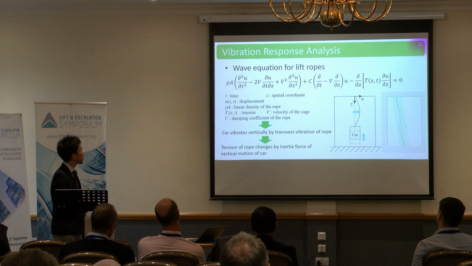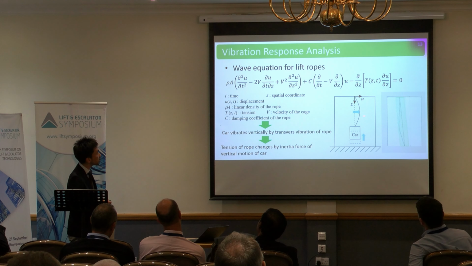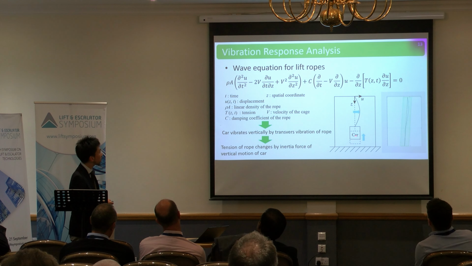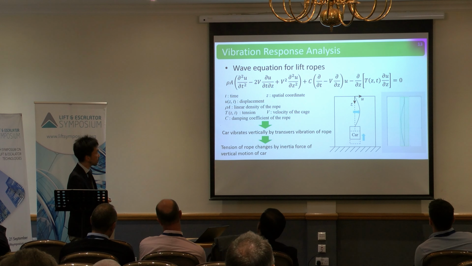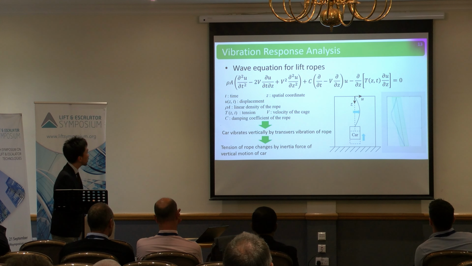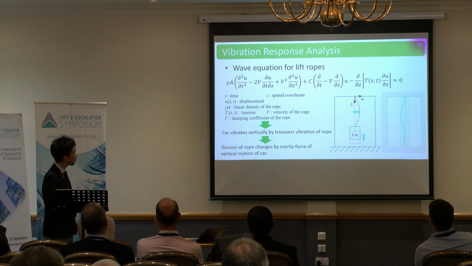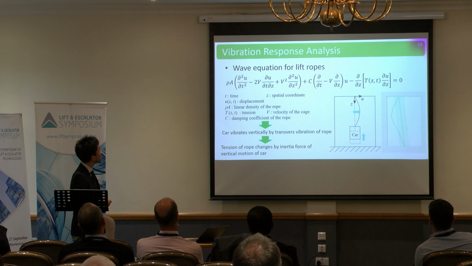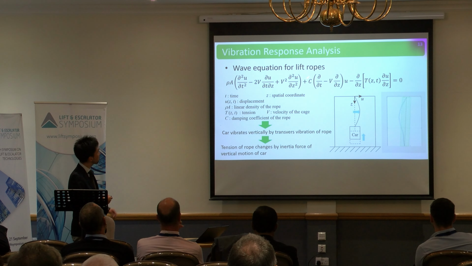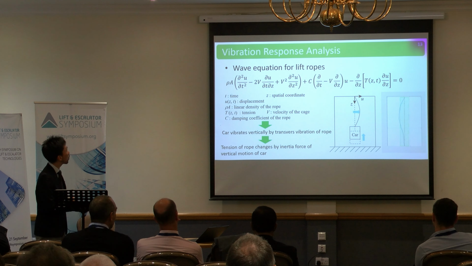And also the changes of tension are considered. I mean, if the rope vibrates transversely, the car will move vertically up and down if we don't consider elongation. So the tension of the rope changes by the inertial force of the vertical motion of the car. So the wave equation for a lift rope is relatively difficult compared with the ordinary one.